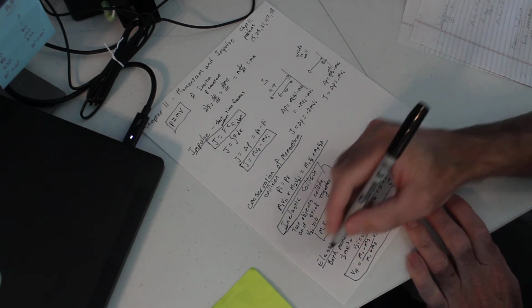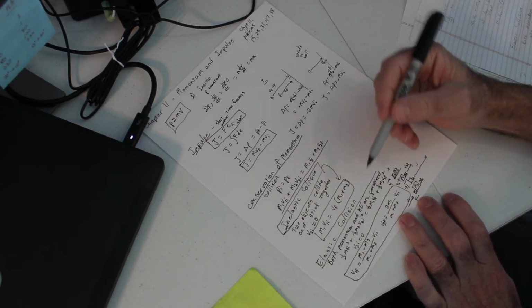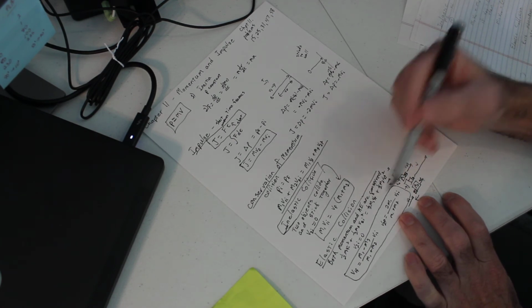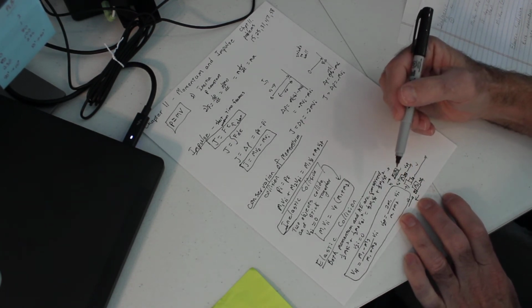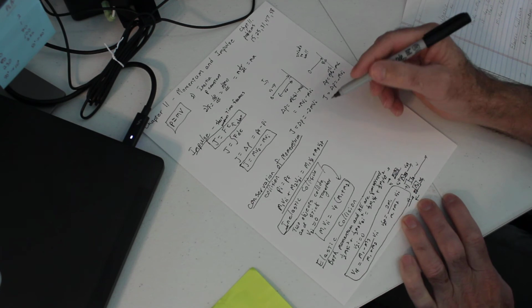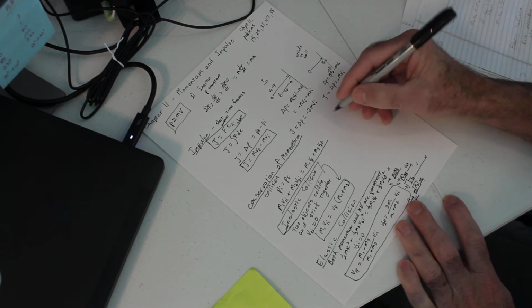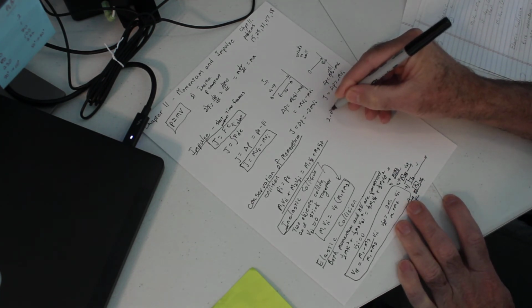All right, those are elastic collisions. Remember, when you do problems, you can only do problems that say elastic collision. All right, the last thing we have to know for this section is you have to be able to do this in 2 dimensions.